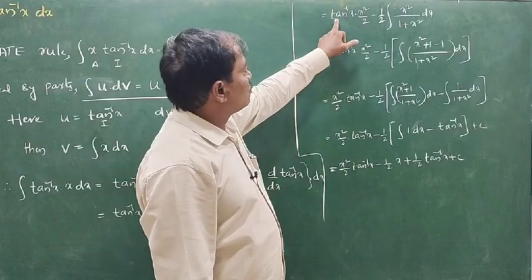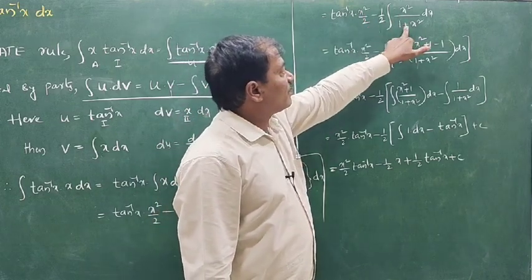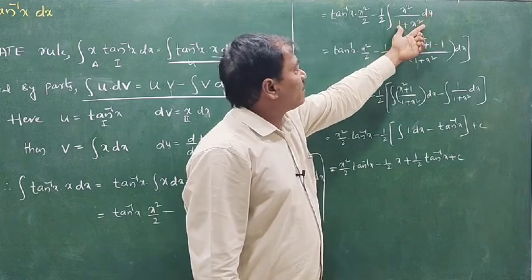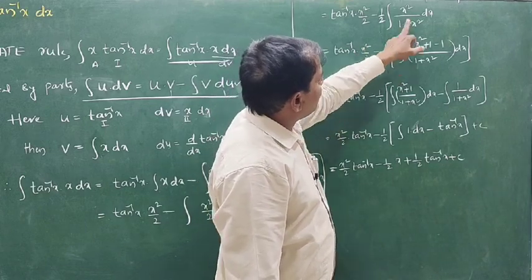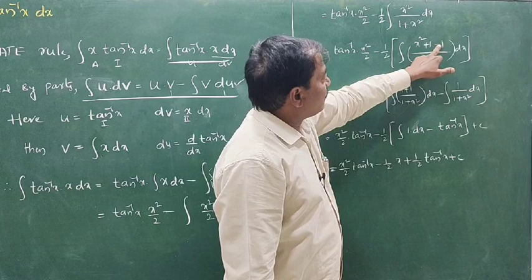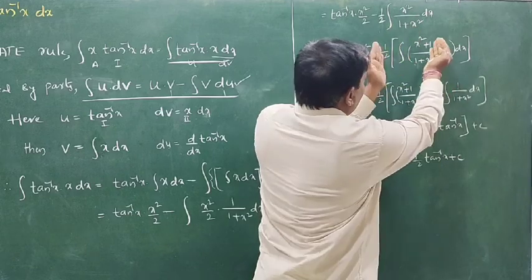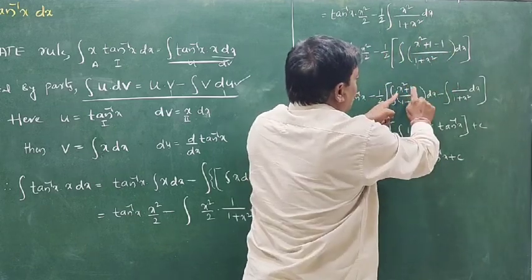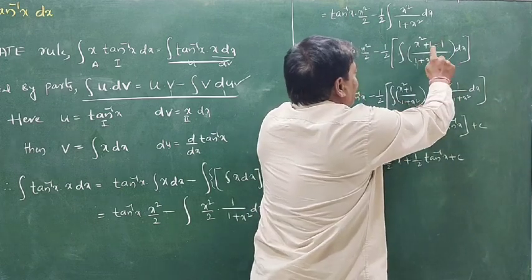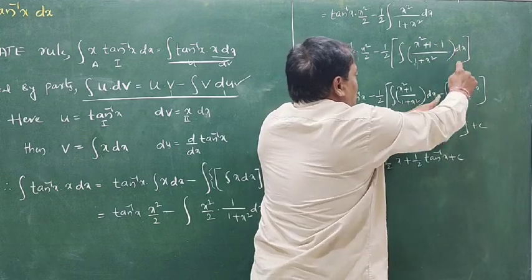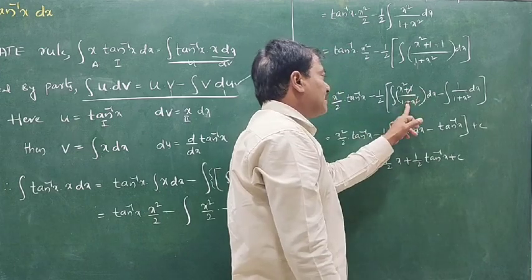So this is equal to tan inverse of x into x square by 2 minus 1 by 2 integral of x square by 1 plus x square dx. There is no direct formula for this, so we use a technique here. This is as it is, minus 1 by 2 integral. In the numerator we add and subtract 1, because the denominator is in the form of 1 plus x square, and then we separate the numerator. So the first two terms give x square plus 1 by 1 plus x square dx, minus the integral of 1 by 1 plus x square dx. Here the numerator and denominator are the same, so we cancel them.